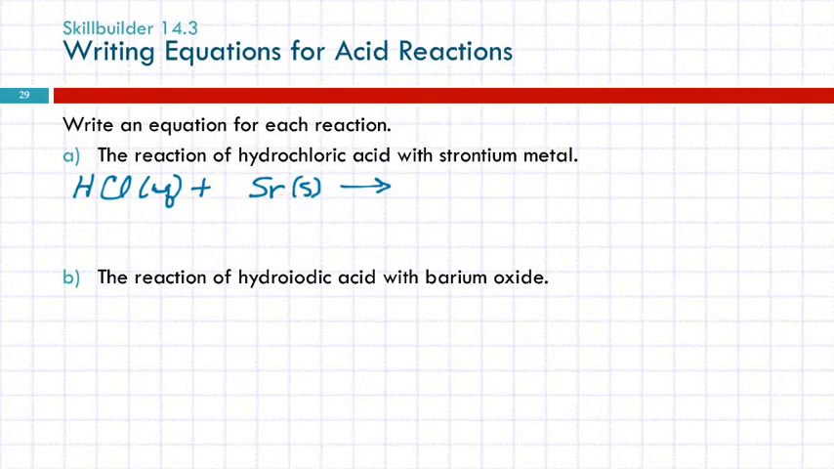Well, how do a metal and a nonmetal form a compound? They're ions, right? So what kind of an ion does strontium make? We have to look at the periodic table. What group is it in? Group 2. Makes a 2+ ion. So strontium is going to become an ion. Chloride is already an ion. Hydrogen's going to leave by himself.